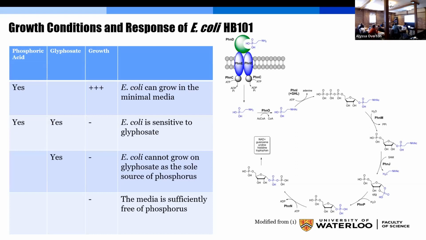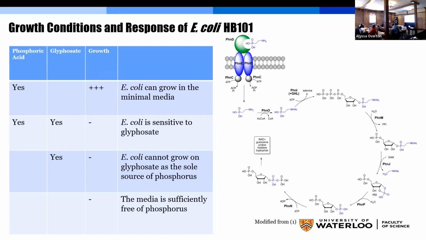So we tested our minimal media. If you provide phosphoric acid, it's able to grow. The minimal media works and provides everything it needs. It's M9 based, only with the phosphorus taken out. But if you provide glyphosate and phosphoric acid, you no longer get growth. So E. coli is certainly sensitive to glyphosate, and it still can't break it down, but that's probably because it's being killed first.